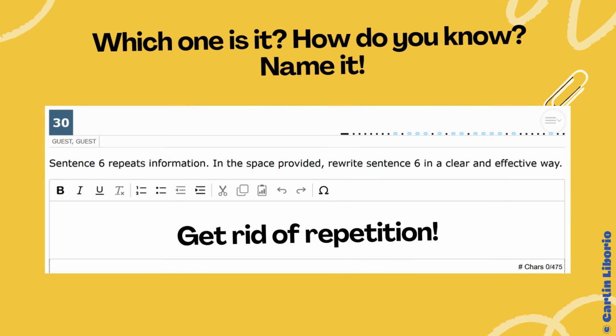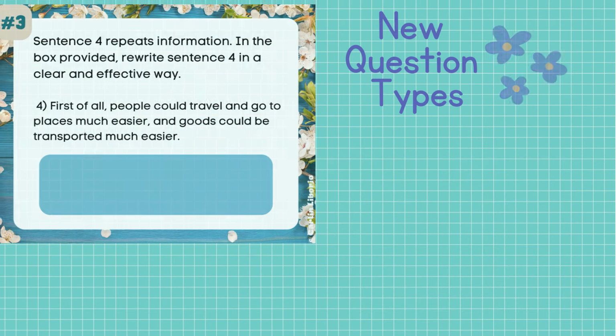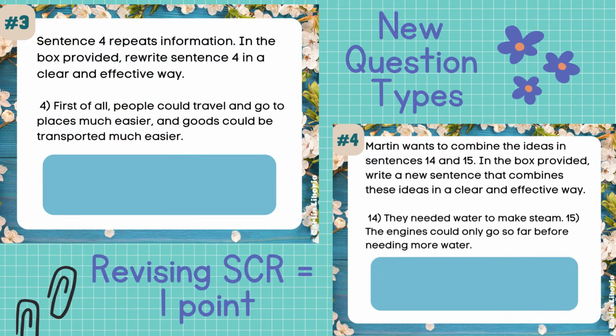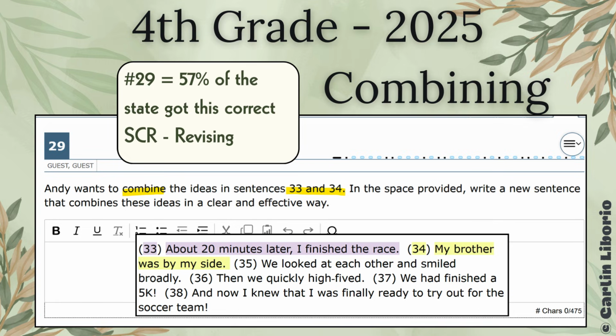It could be get rid of repetition, and this is what it would look like. Sentence 6 repeats information. In the space provided, rewrite sentence 6 in a clear and effective way. All of these are worth 1 point. So I have several of these in my task cards and in the workbooks if you are looking for practice. Let's take a look at what this looked like on STAAR.